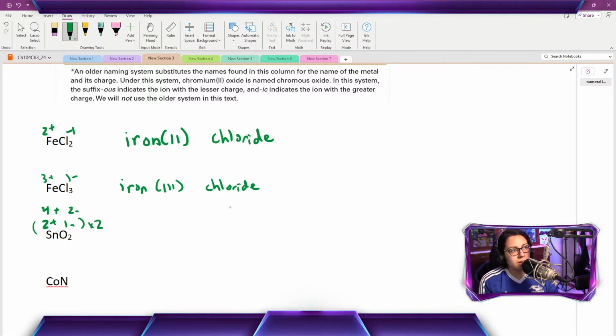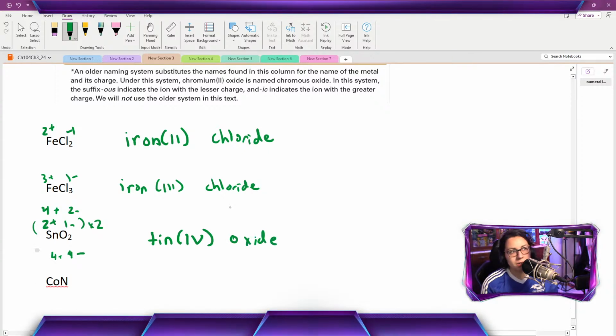So again, do your sanity check. -2 times 2, well, that's -4. And 4 times 1, so that's +4. So yes, that balances out. And so now I know that this is tin 4. So the Roman numeral for 4 is this. So tin 4 oxide. And so be careful going back and forth with the swap trick and reverse swap trick with these, again, multiples of 2, especially with oxygen. So this is where, again, you just have to be cautious.